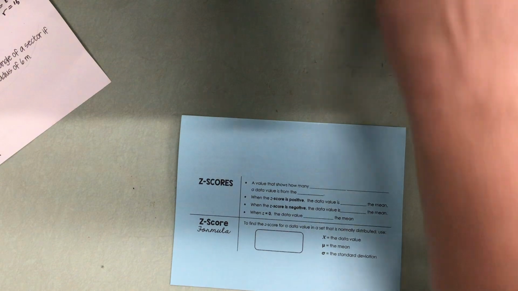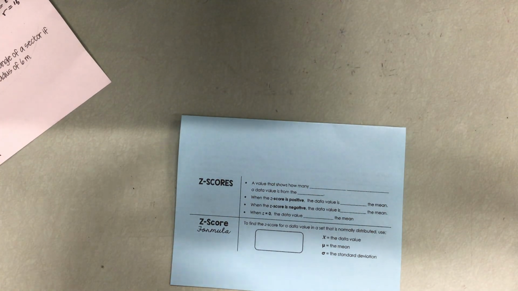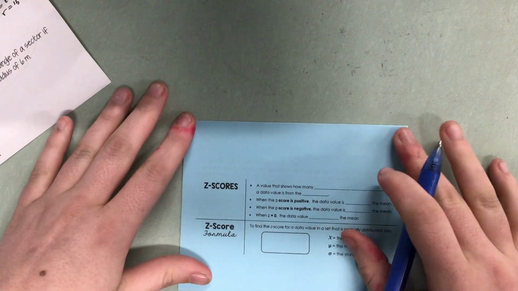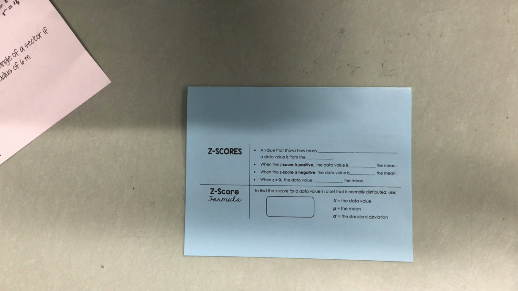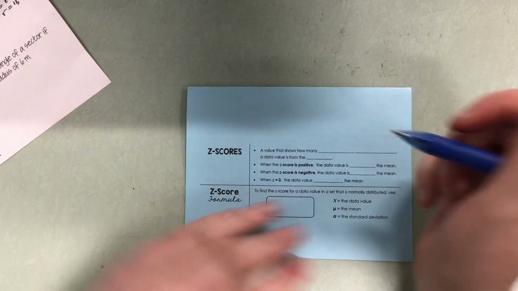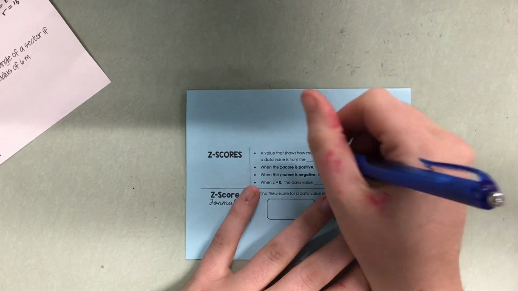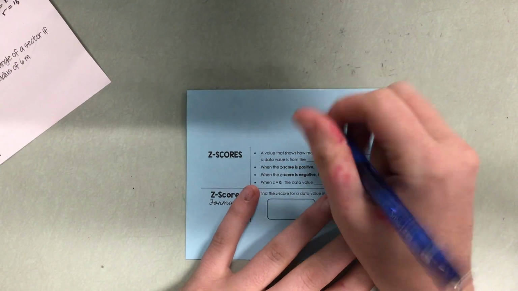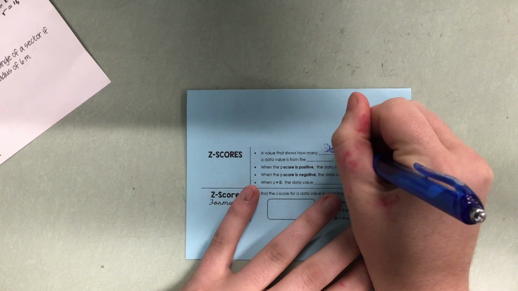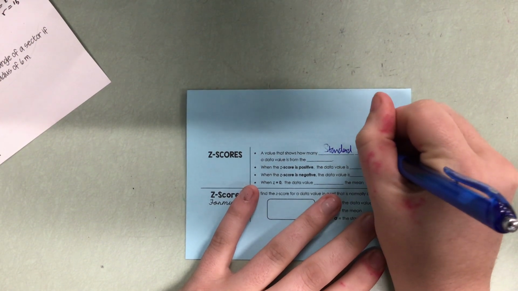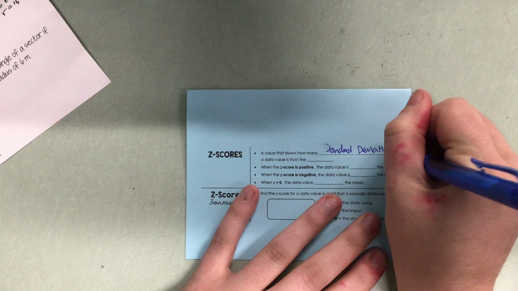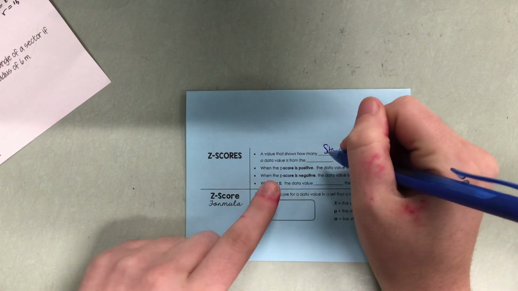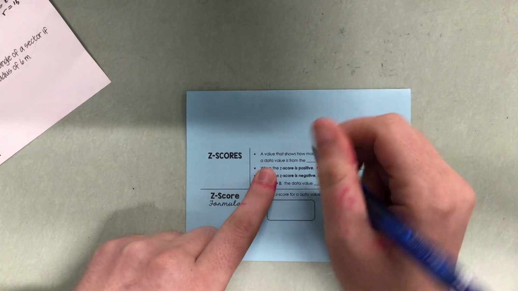All right, let's just get into it. So this video is all about z-scores. And so z-scores are helpful when we don't have really nice standard deviations or nice changes. What is a z-score? A z-score is a value that shows how many standard deviations a data value is from the mean.